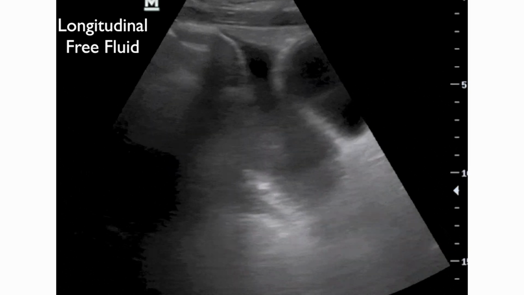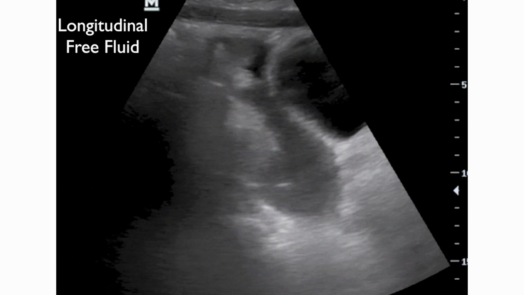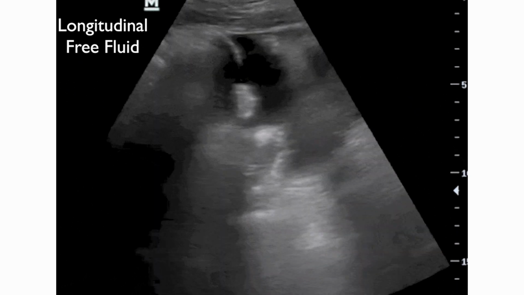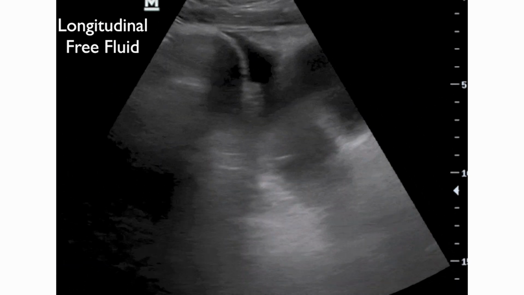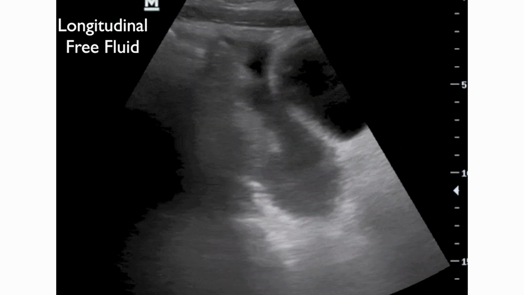Here is the pelvic view. So the probe indicator is pointed up to the patient's head. On the right side, we see the bladder, kind of a balloon structure right there. And then in between the bladder and some bowel, we see a collection of likely fluid.